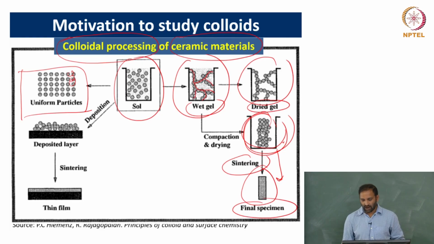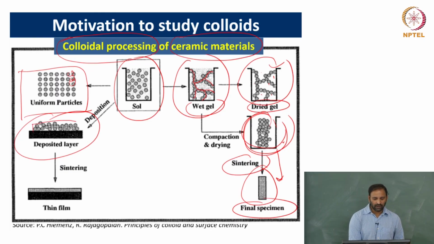Either I can get a final hard specimen like this, or I can also get a porous material like this, which will essentially have all the voids that you had in the sample. I can do that just by sintering process. Or the other way of doing this would be I take the sol and I deposit a small layer of fluid on a substrate, and I let the particles deposit on the substrate, and I can still sinter it, and I can also get a thin film.